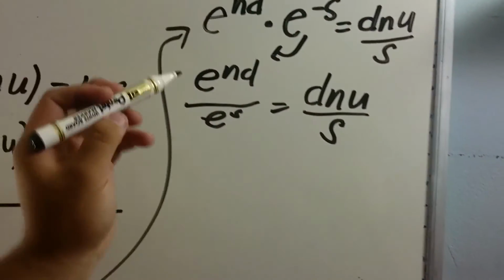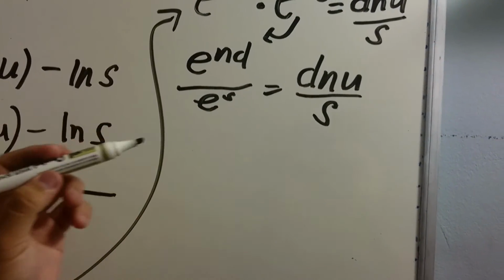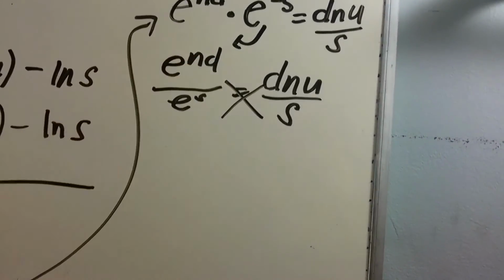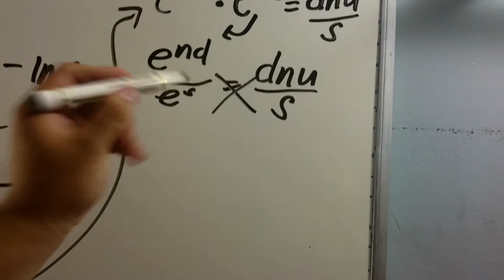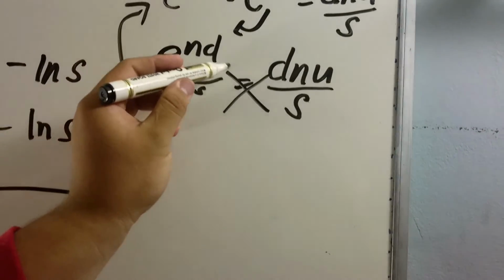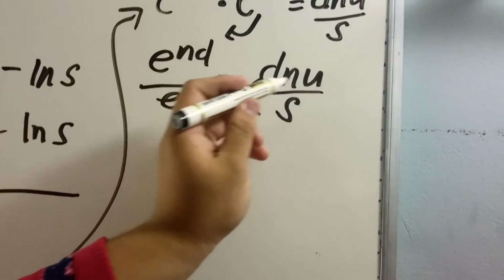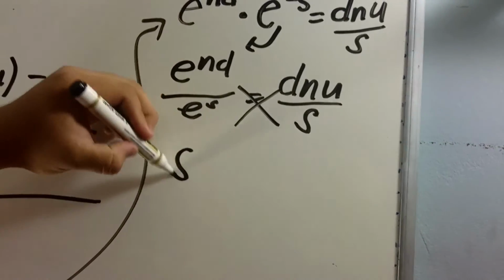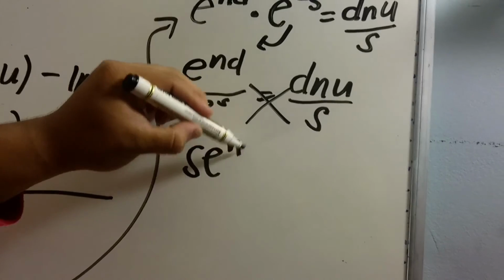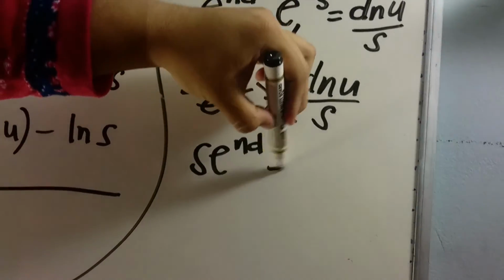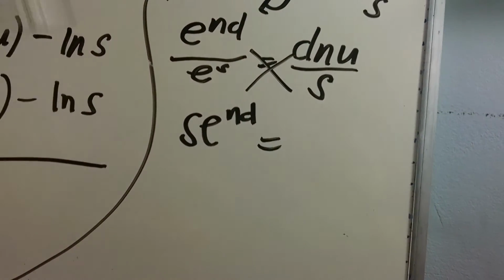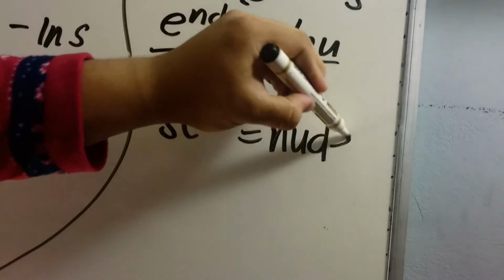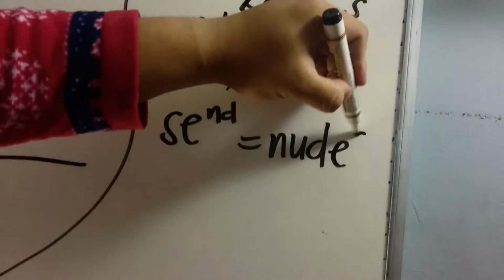Okay, so now this is one of the fun things I like to do when it comes to fractions equals fractions. I like to cross multiply them so it's easier. What happens in cross multiplication is that you get this e to the nd multiplied by s, and this d and u multiplied with e to the s power. So you'll be left with s e to the nd power equals, and we can always rearrange the variables, n u d e, multiplied with the e to the s power.